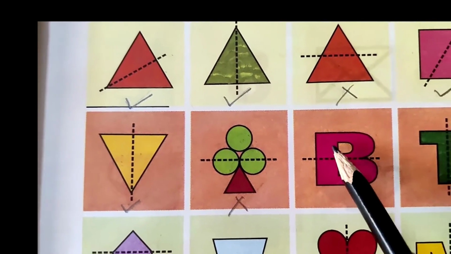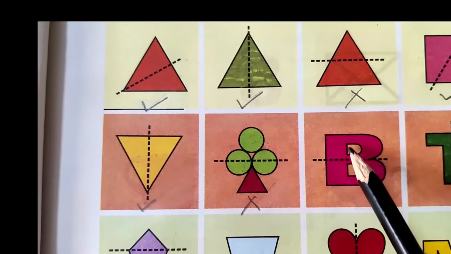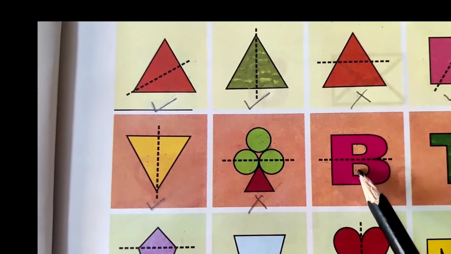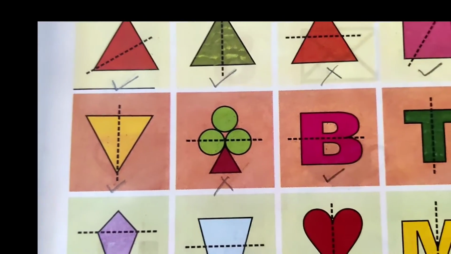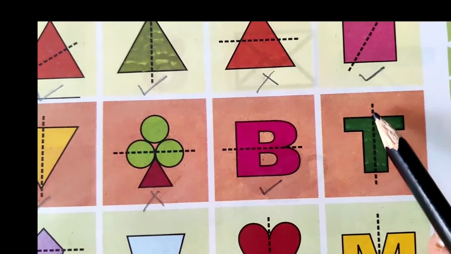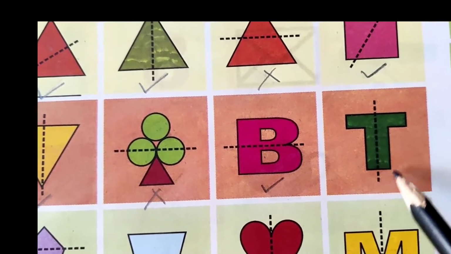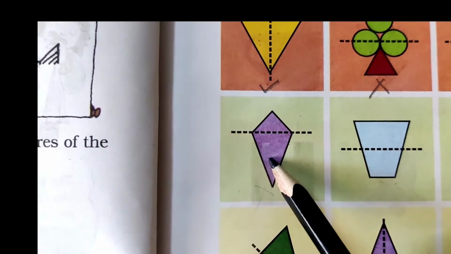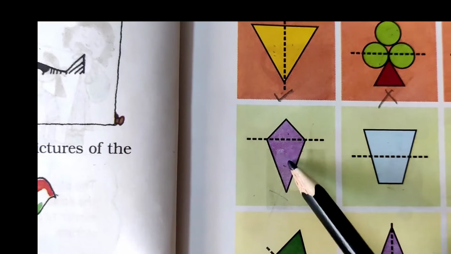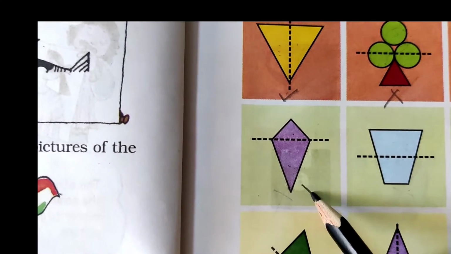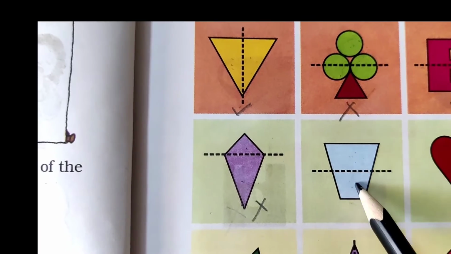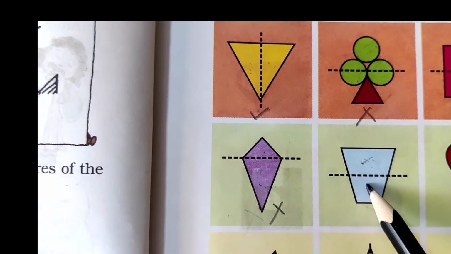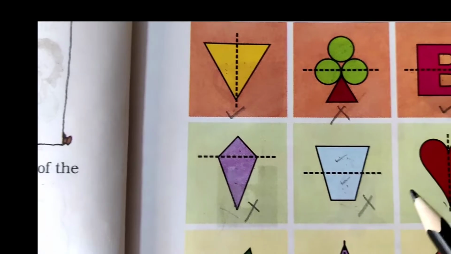This B is exactly divided into two parts. This line is dividing this B into exactly two parts, so we'll put a tick over here. This T is also divided into exactly two parts, so we'll put a tick here. This figure is not into two parts. This is a small one, this is a bigger one, so we'll put a cross over here. This figure is also not divided into equal two parts because this is a different size, this is a different size, we'll put a cross here.